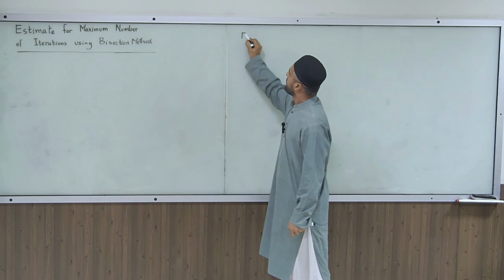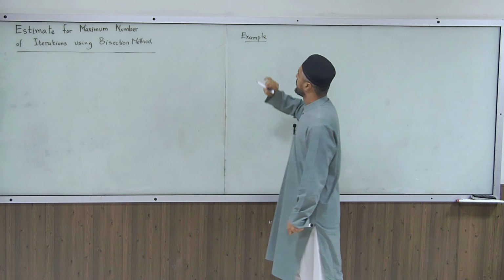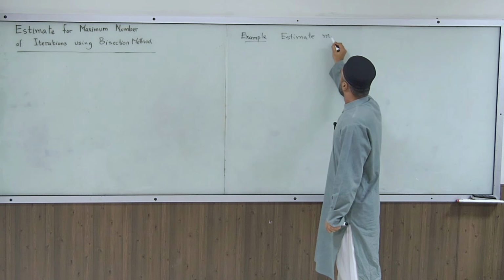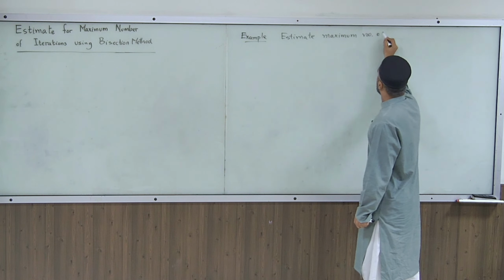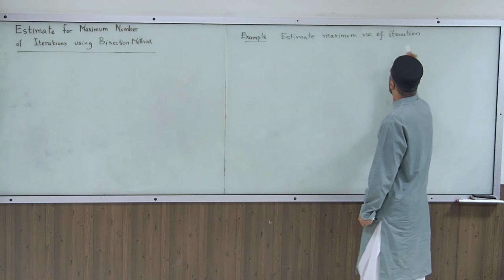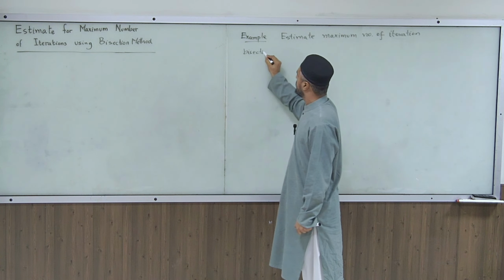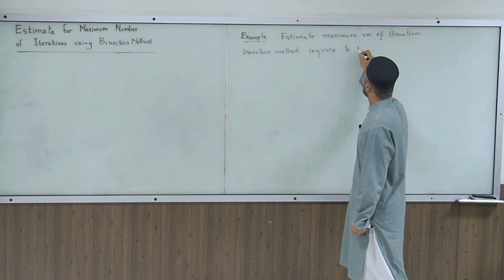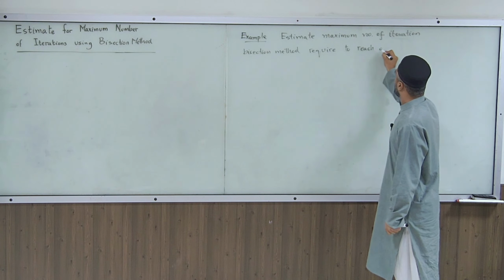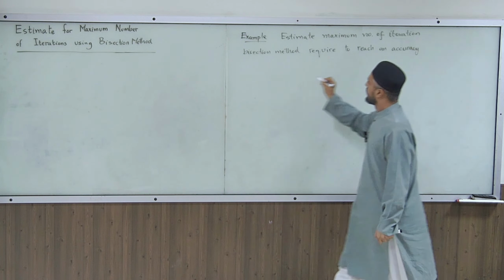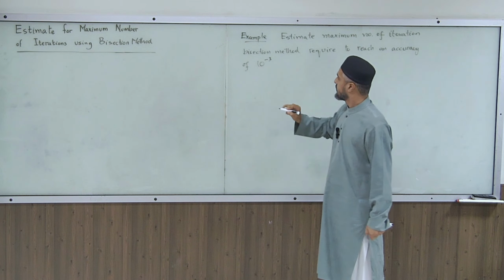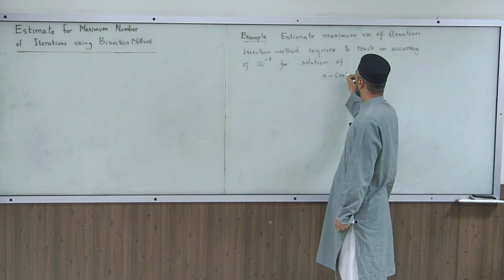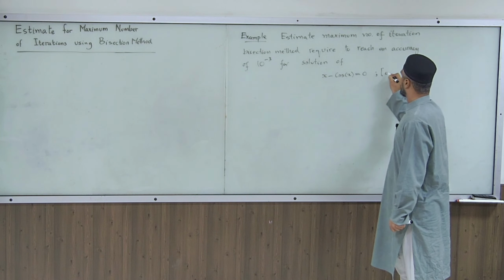The question is: estimate the maximum number of iterations the bisection method requires to reach an accuracy of 10 raised to the power minus 3 for the solution of x minus cos x equals 0 on the interval 0 to 1.